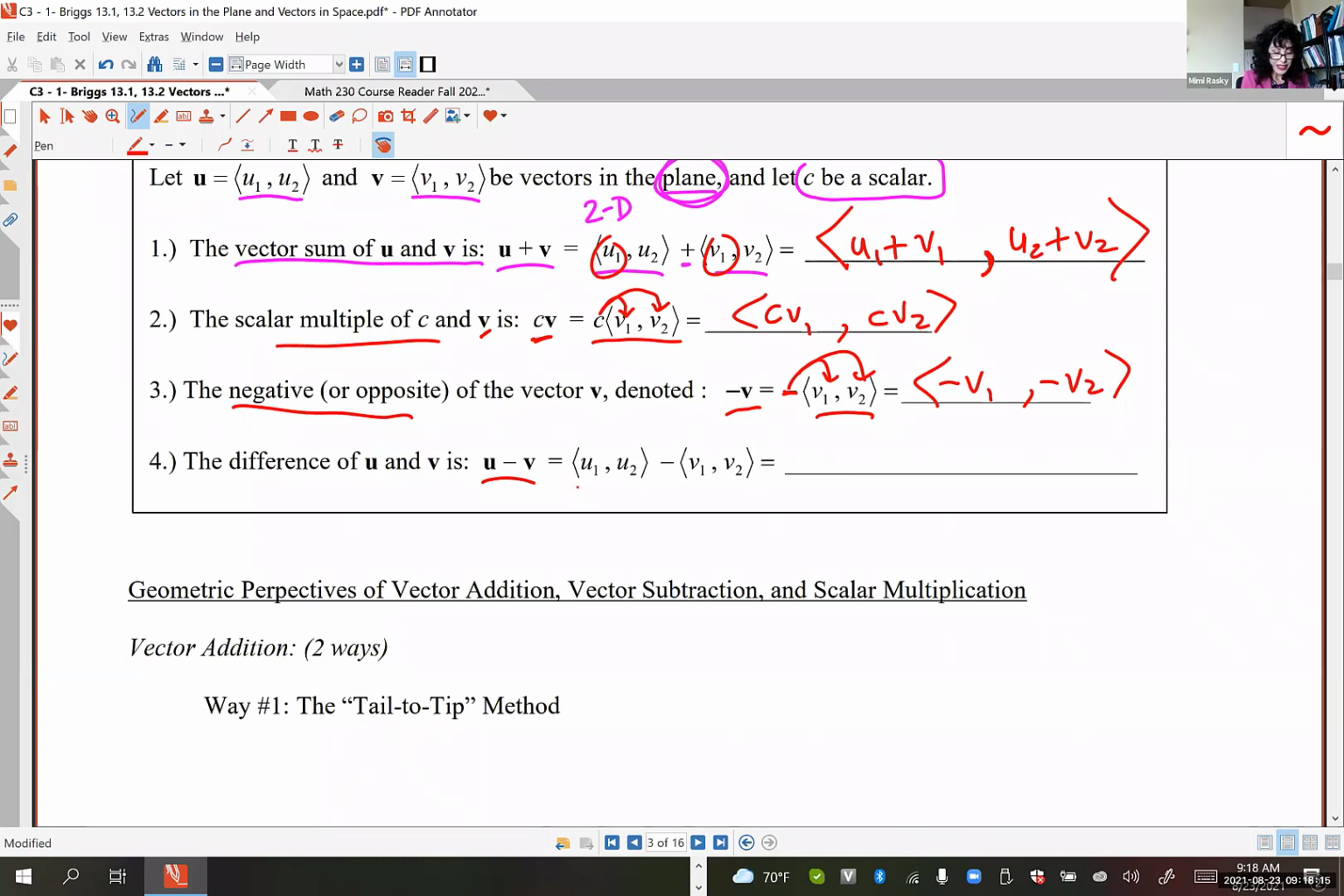But u minus v, what is it? There's u minus v. You're going to get a vector, so do your angular brackets, and then you're going to go u1 minus v1, comma, u2 minus v2, and we're done.